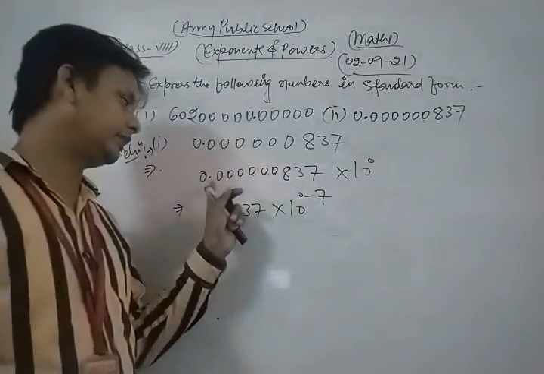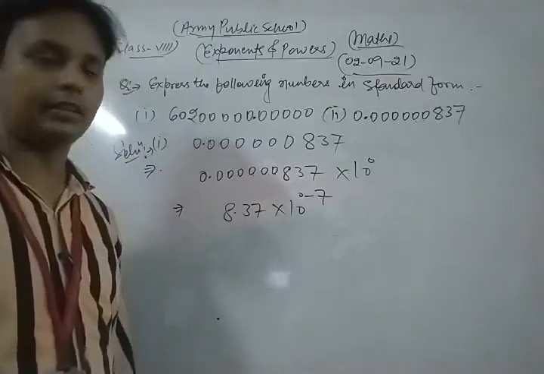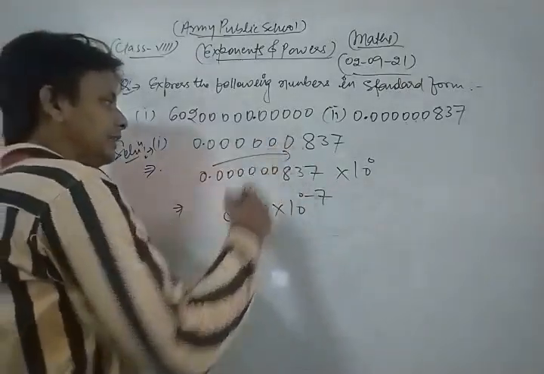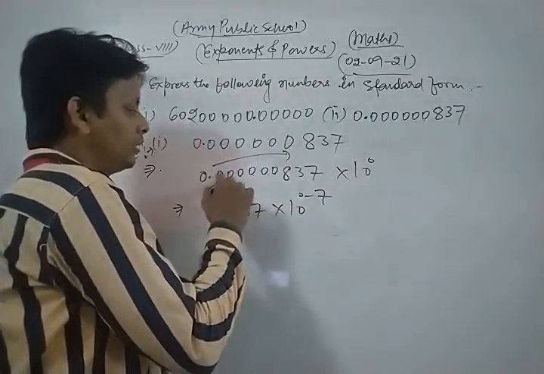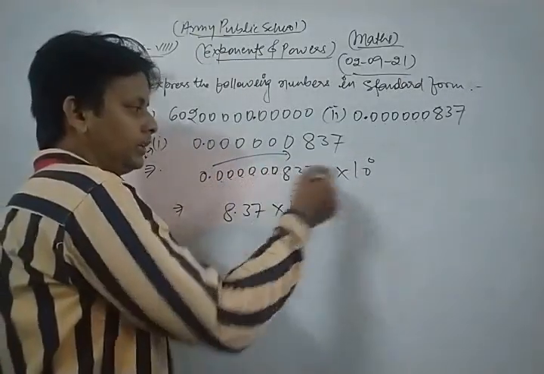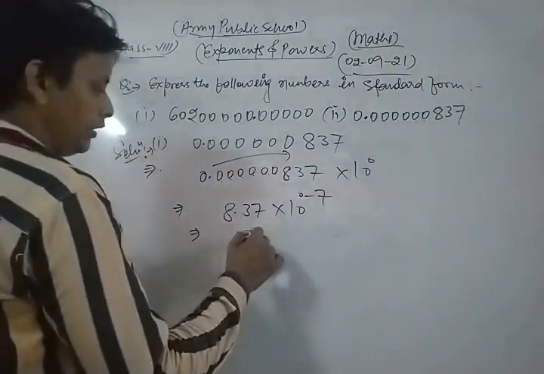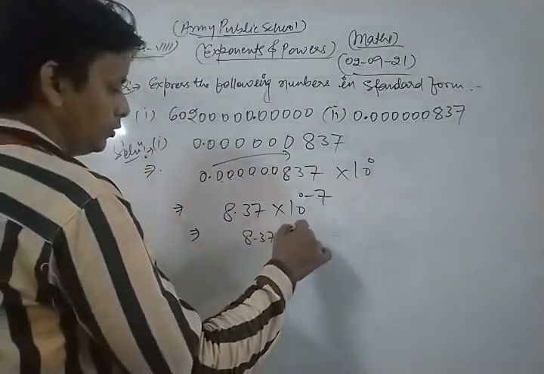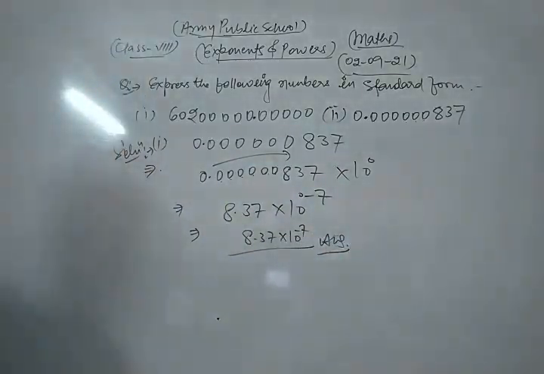Because we replace the decimal on the right hand side, if we go through that side, how many digits? 1, 2, 3, 4, 5, 6, 7. We subtract 7 from the power of 10. So we have 8.37 into 10 to the power minus 7. This is the required solution of the given question.